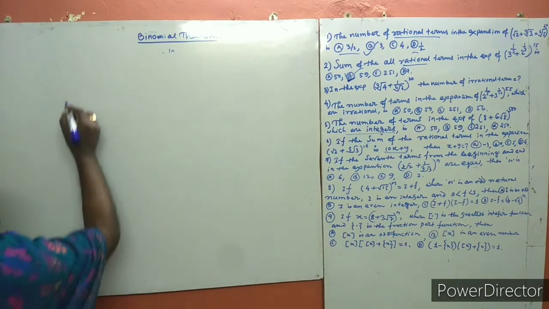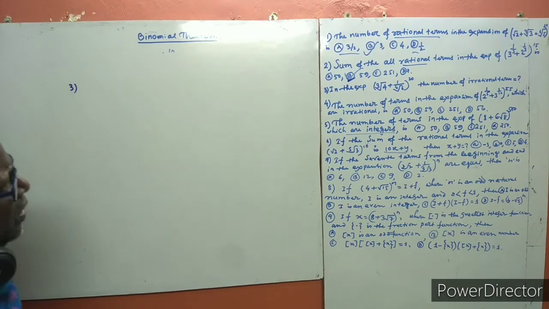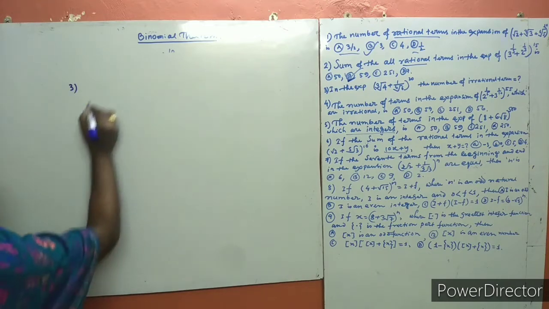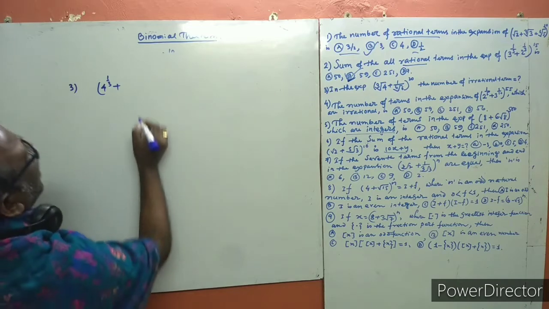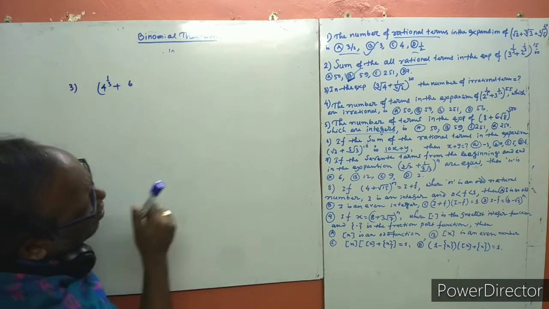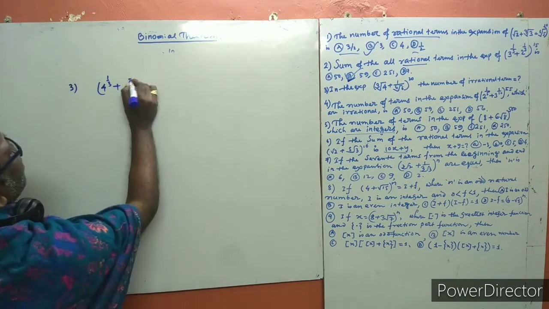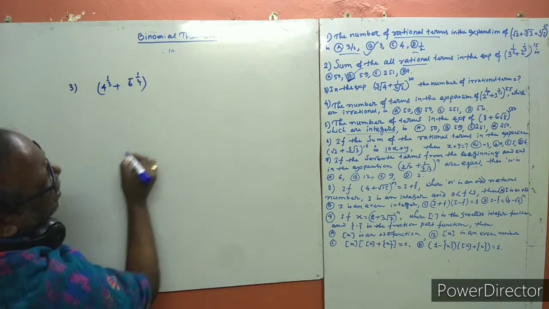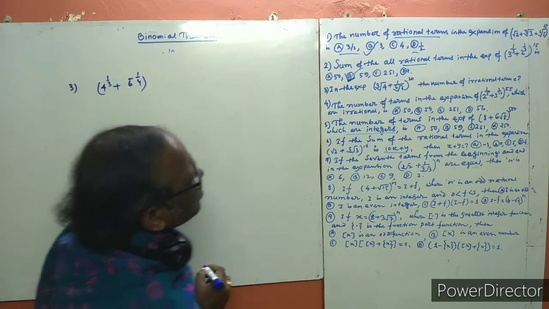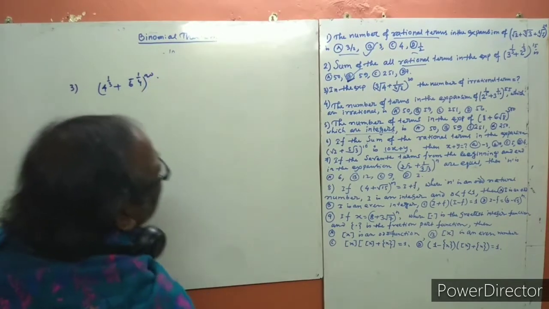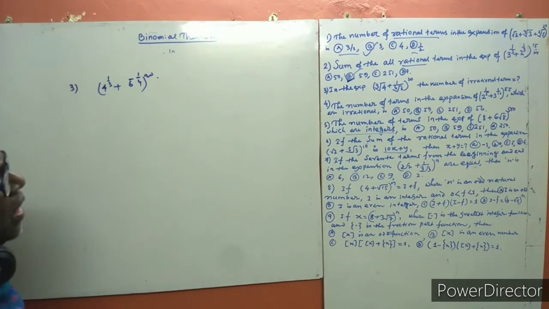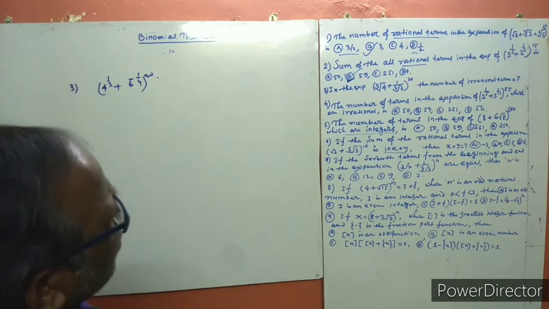So see question number 3. The given expression is 4 to the power 1/3 plus 6 to the power 1/4, the whole to the power 20. We need the number of irrational terms of this expansion.